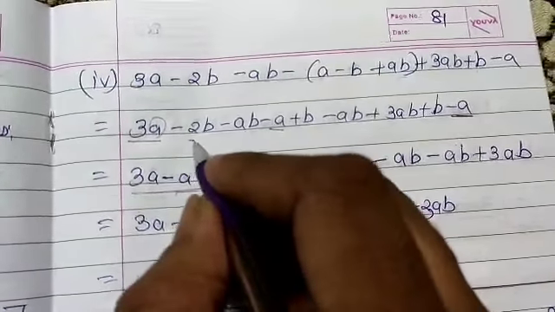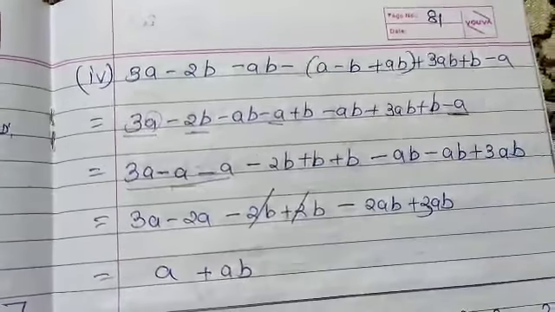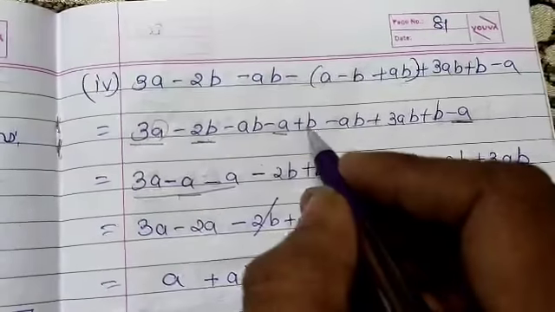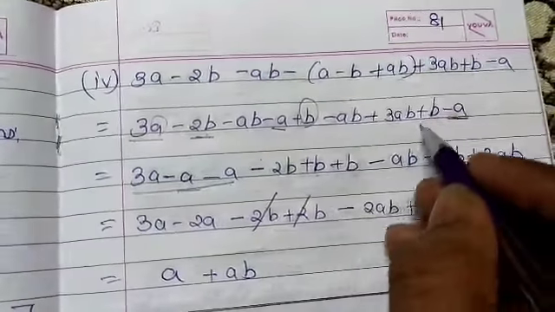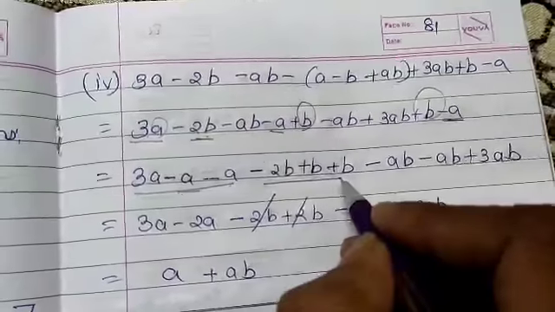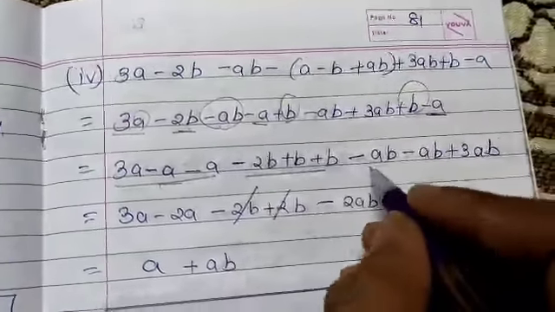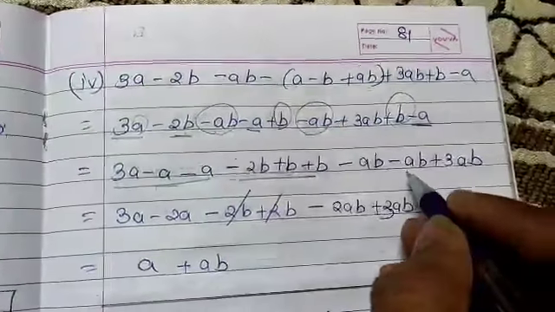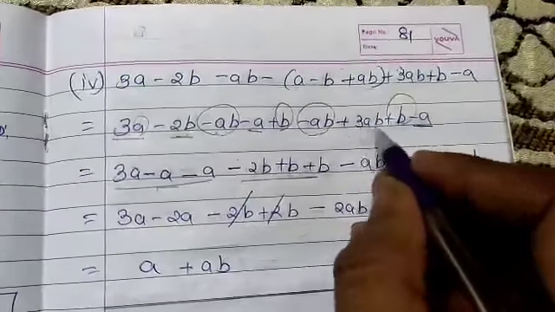Then find the like terms of b. That is negative 2b, write it down first. Then find the variable with b. Only b, dear student. So here that is positive b, and here one more positive b. So write it together. Then ab. So negative ab you have to write over here, then one more negative ab, and plus 3ab.